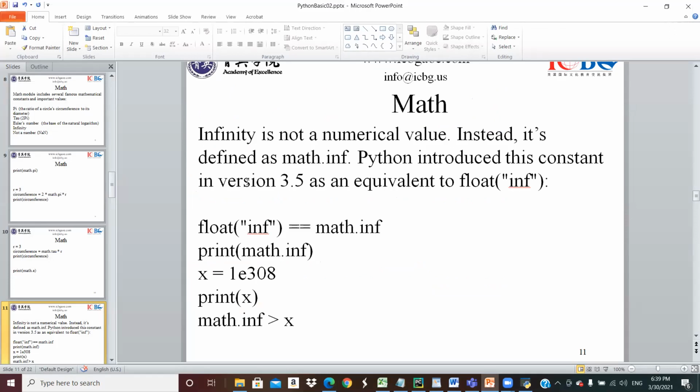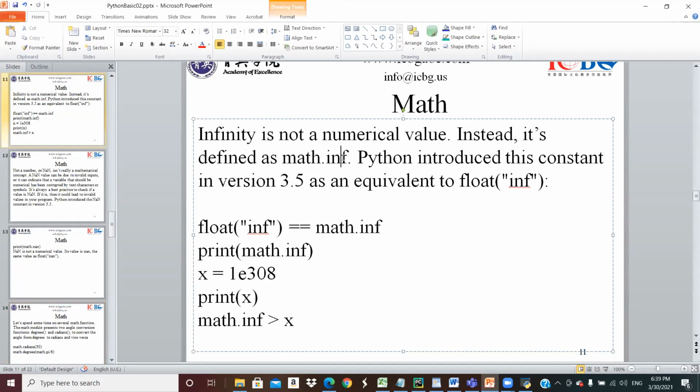So the next one I want to talk about is infinity. Infinity is not a numerical value. Instead, it's defined as math.inf. Python introduced this constant in version 3.5 as an equivalent to the float inf. So it's just a concept here. It is just a concept. Right, move on.